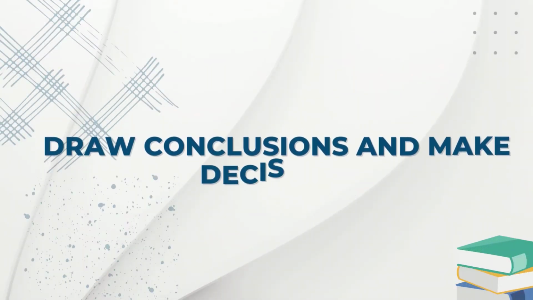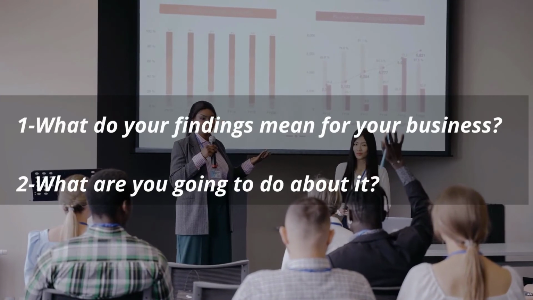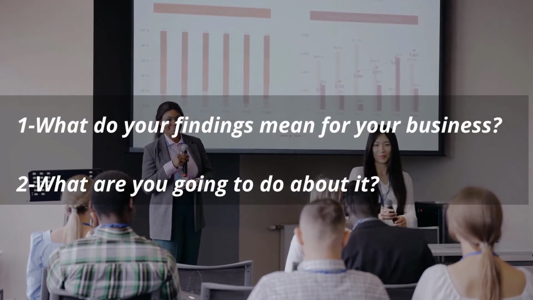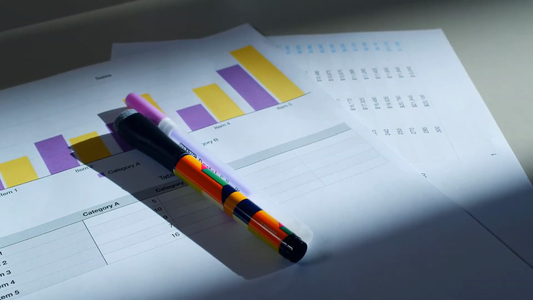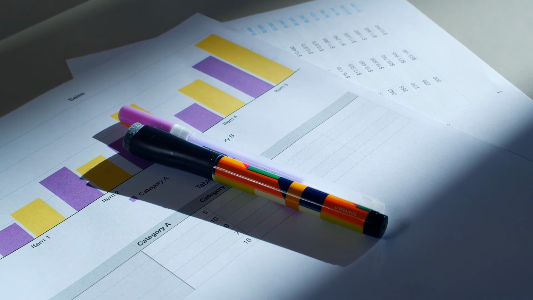5. Draw conclusions and make decisions. Once you have your findings, ask these 2 questions. 1. What do your findings mean for your business? 2. What are you going to do about it? Any conclusions you reach should align with your research objectives and your goals for your business.